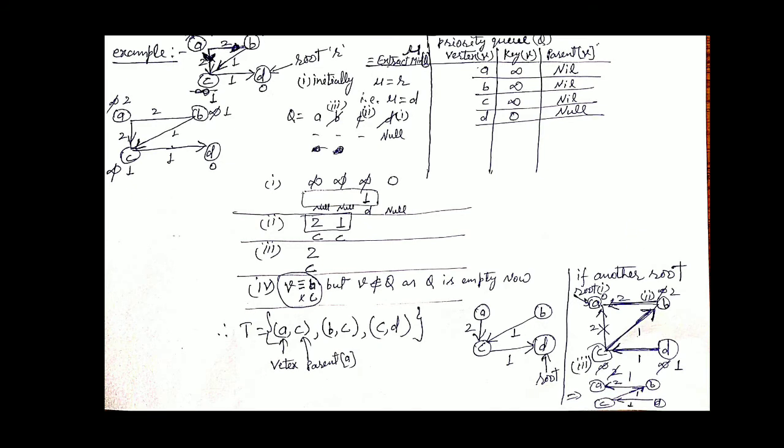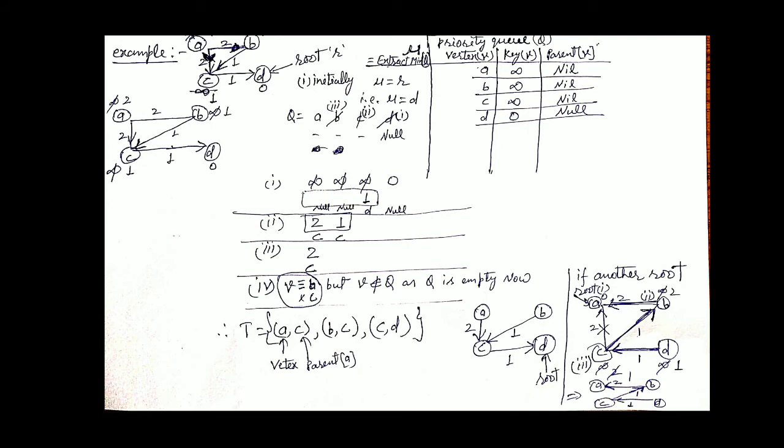You can see here at the last, where root is D, and A and B have the parent C, and C has the parent D. Okay, and with the minimum cost of the tree, 1 plus 1 plus 2, which is 4. And now again this MST has the number of edges equal to number of vertices minus 1. That means 3 is equal to 4 minus 1.